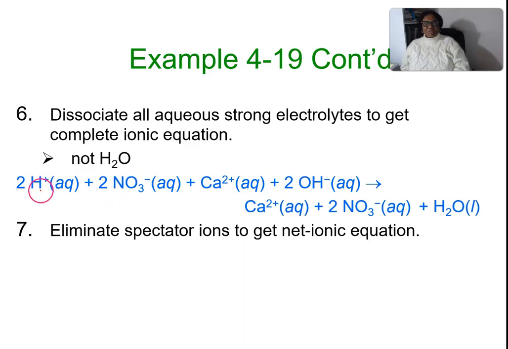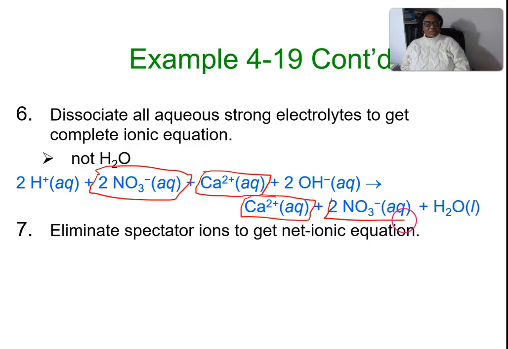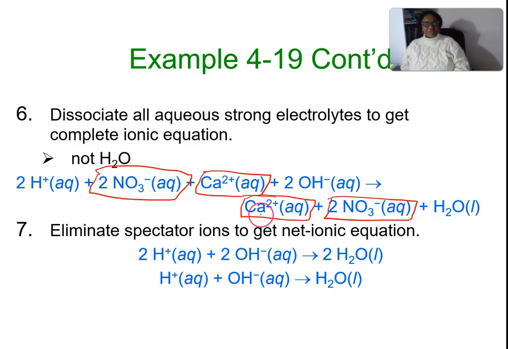So let's look at the spectator ions. This is one. This is another one. Yeah, you can see them here. So when we eliminate the spectator ions, what do we get? The net ionic equation. So this is our net ionic equation. You can either write it like this or you write it like this.